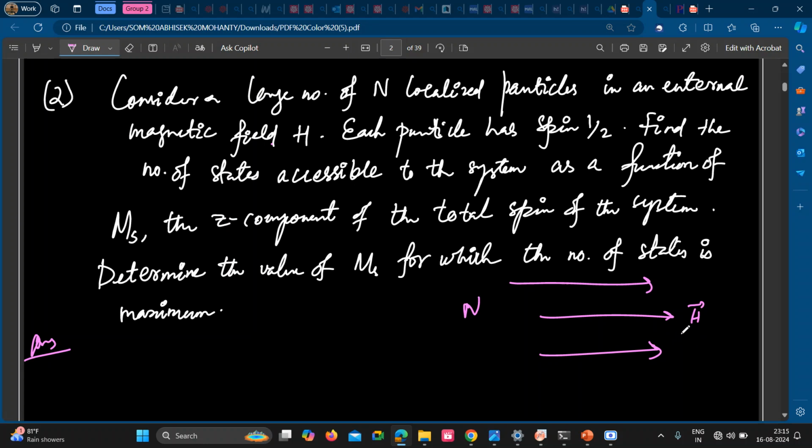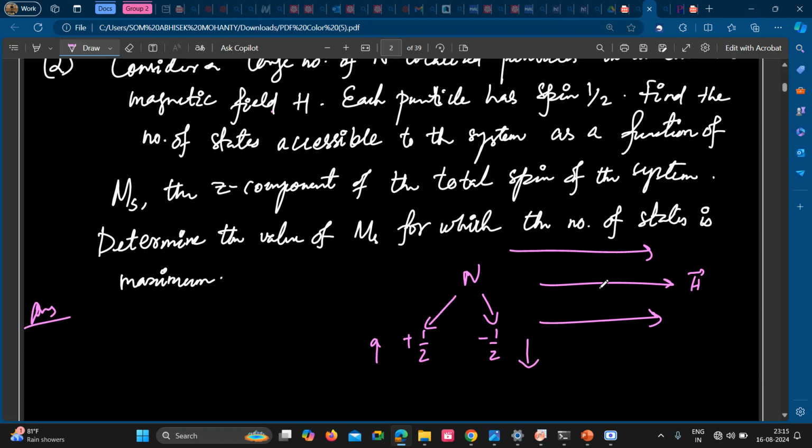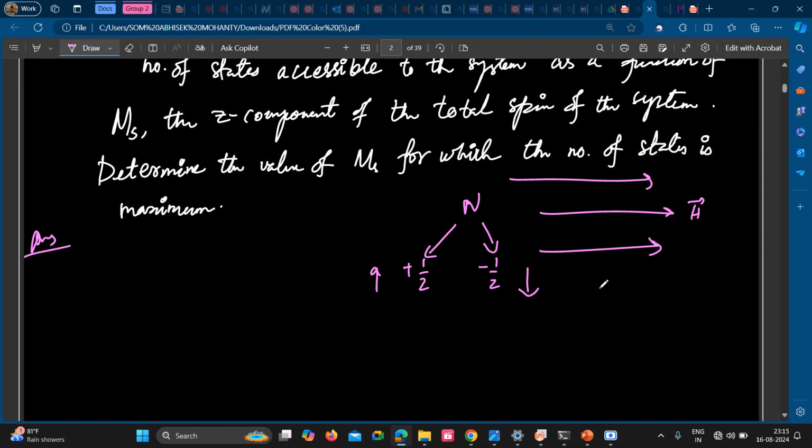Each has spin half. That means it can be plus half and it can be minus half. So it has two possible orientations, one is spin up, one is spin down, right? So the spin plus half will be along the direction of the magnetic field.